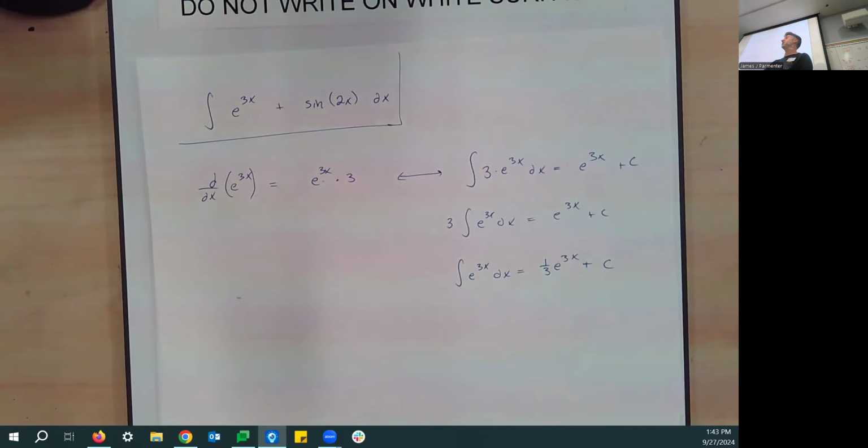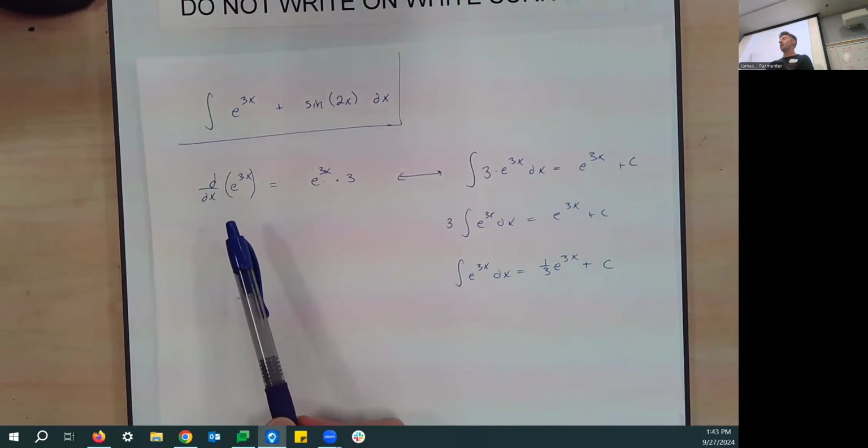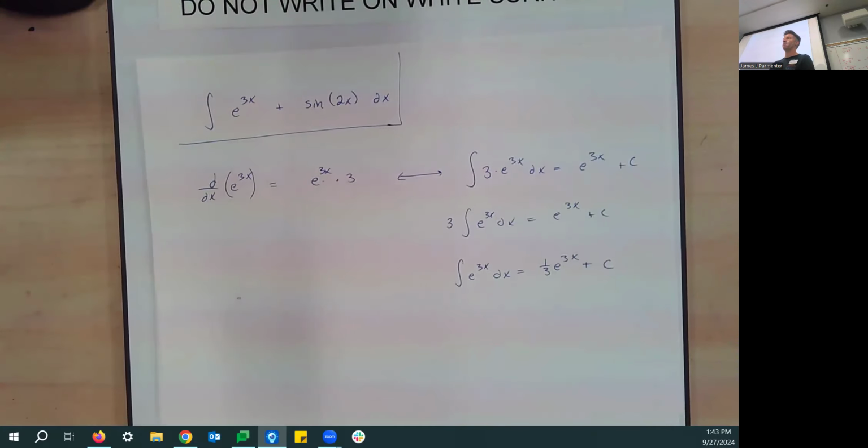So here's what I want you to see. No pun intended there, but it made me laugh. What I want you to see is that differentiating this function made us multiply by 3. And anti-differentiating the same function made us do what? Divide by 3.